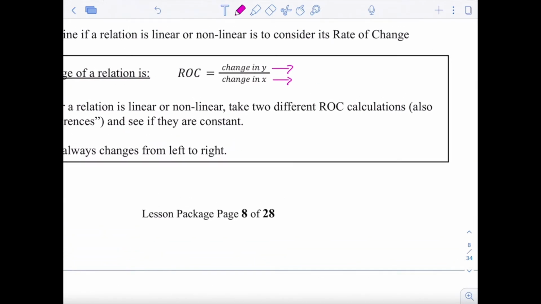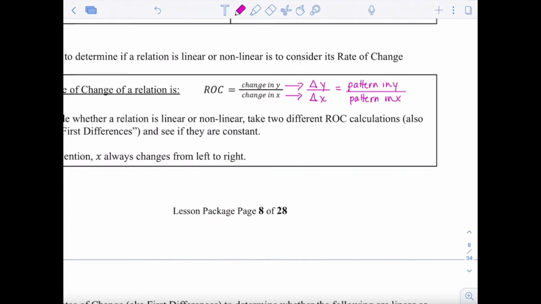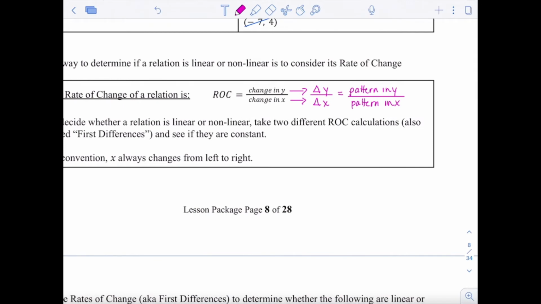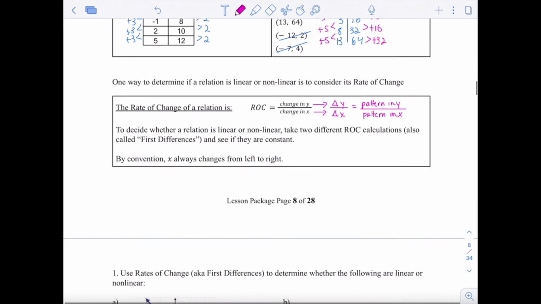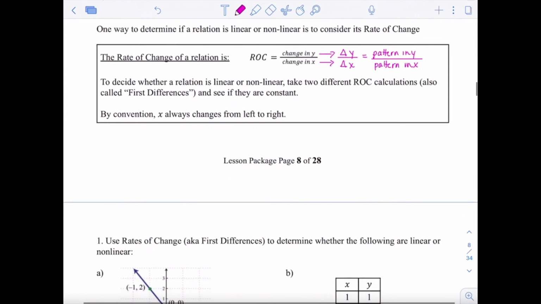ROC, rate of change, is the change in Y. You might see it written as a triangle. We call that a delta. Delta Y over delta X, which is just equal to the pattern in Y values over the pattern in X values. And remember, X is the independent variable, so that's the one that you pick. That's the pattern that you find. So you choose a pattern in X and you see if there's a pattern in Y.